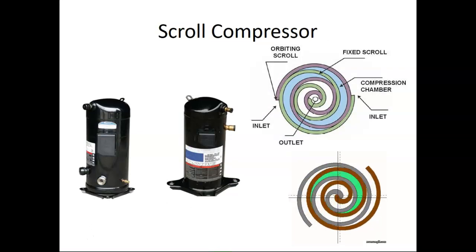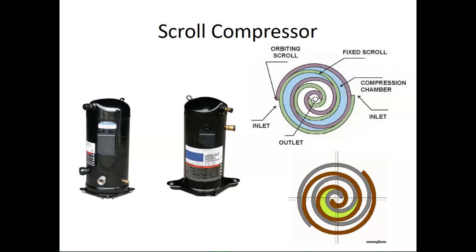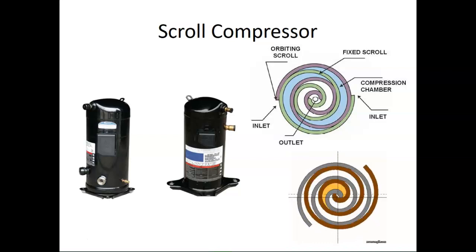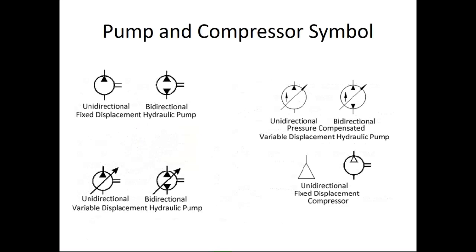All of these are just different types of compressors. This one is a scroll compressor, as you can see by the animation how it works. The fluid enters one way and it just keeps moving through. This one's a different type, it's a screw type. So the difference between a pump and compressor symbol versus a motor symbol is what?